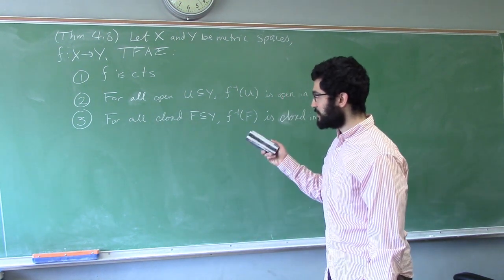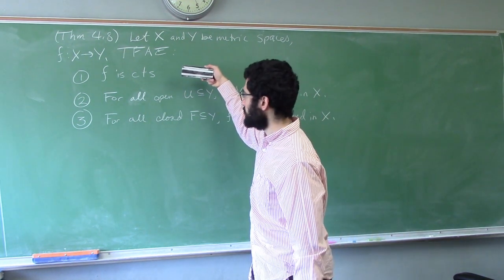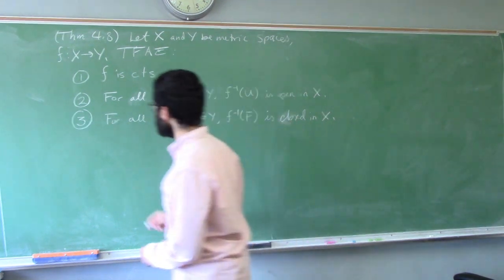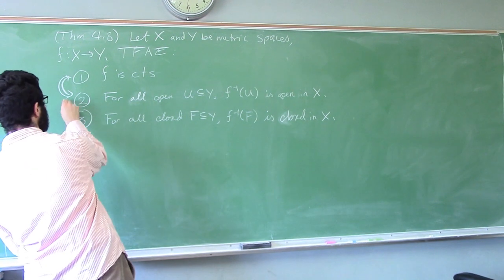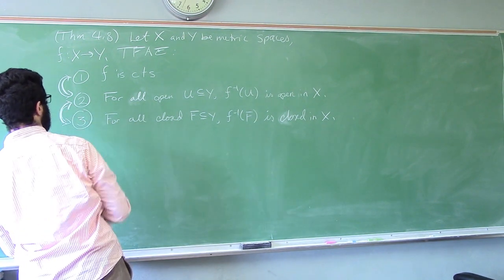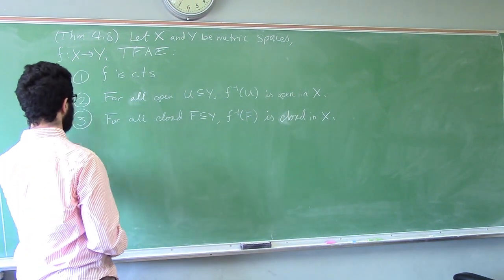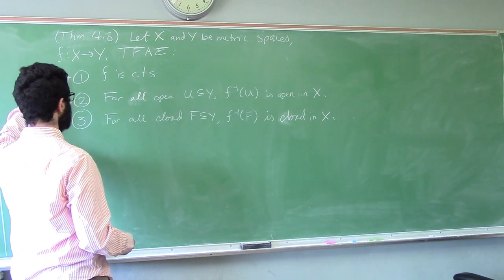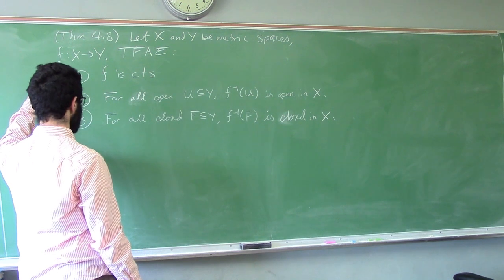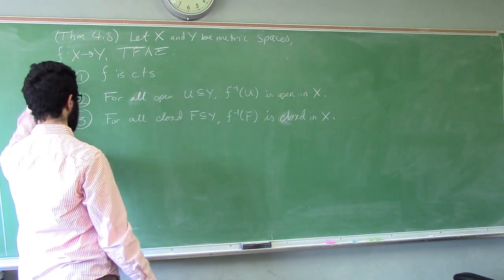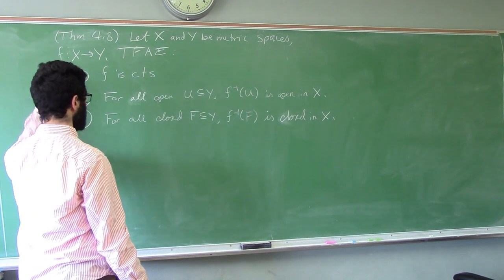Okay, so let's start by proving that 1 and 2 are equivalent, and then let's prove that 2 and 3 are equivalent. We're not going to go in a cycle because 1 and 2 are, I think, easier to understand together, and then 2 and 3 are easier to understand together rather than trying to go 1 to 2 to 3 to 1.